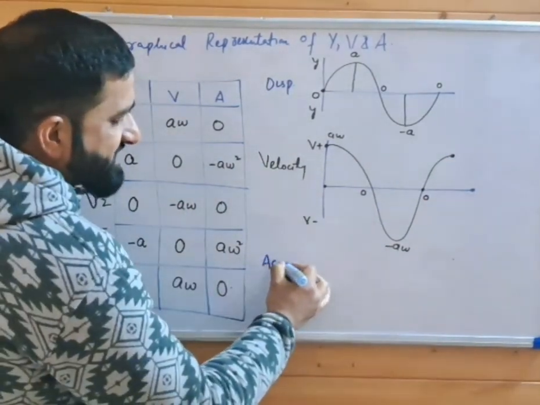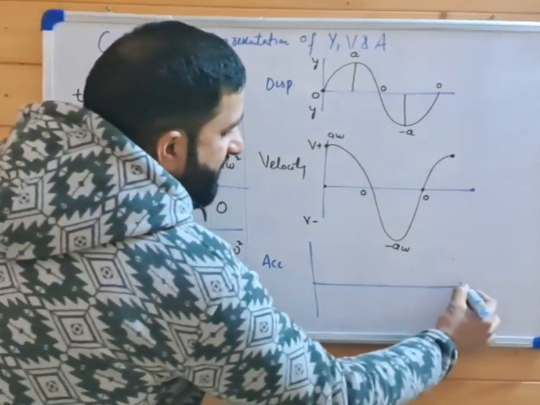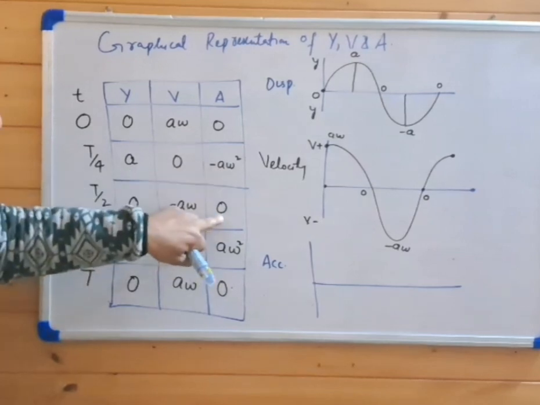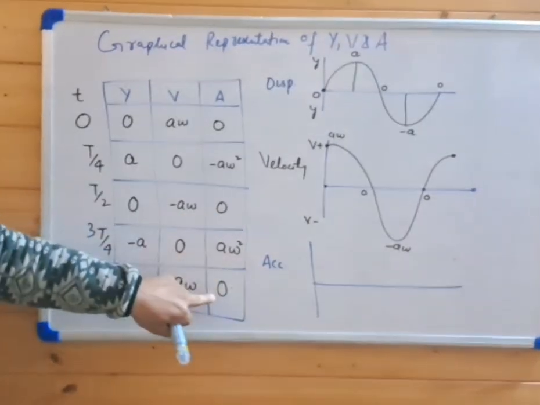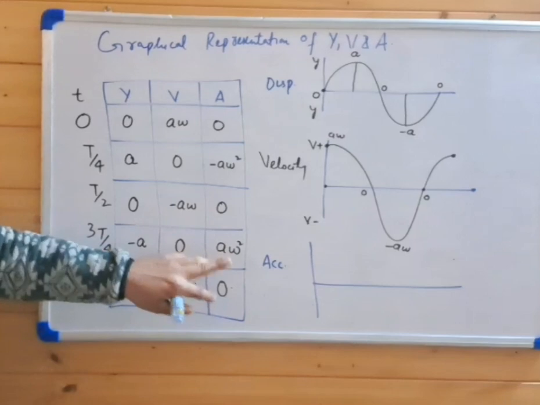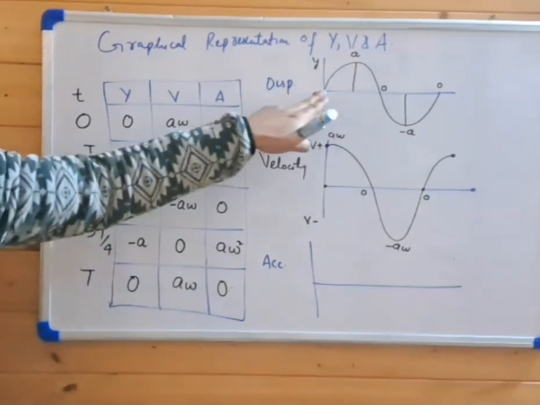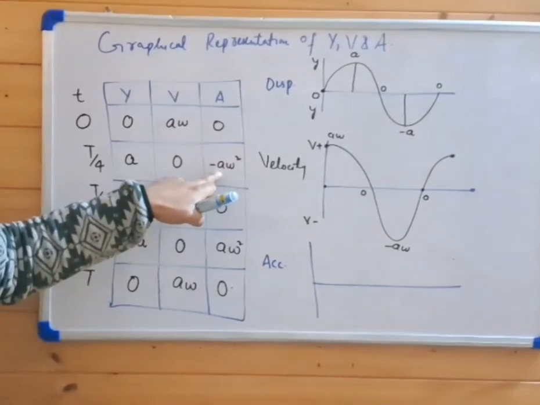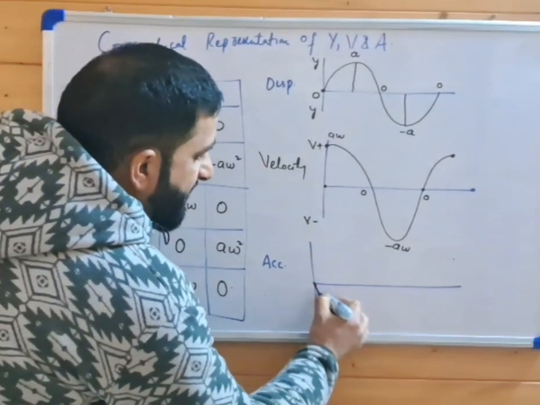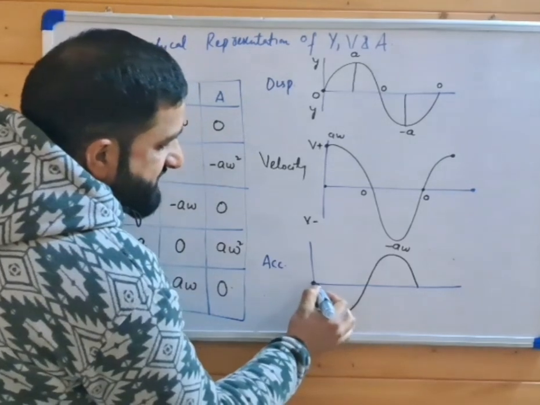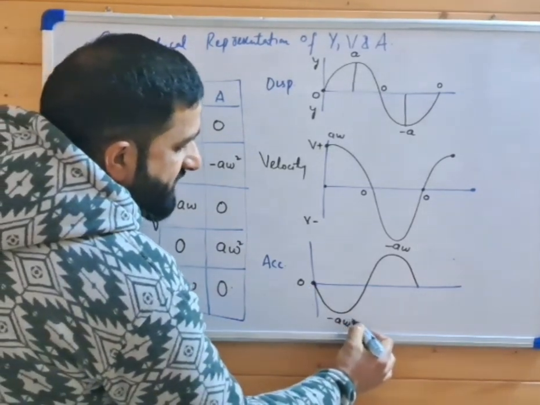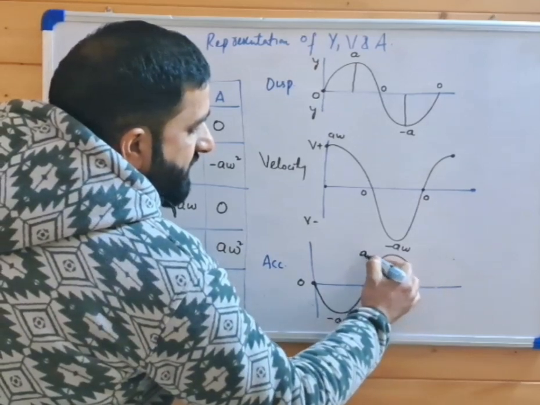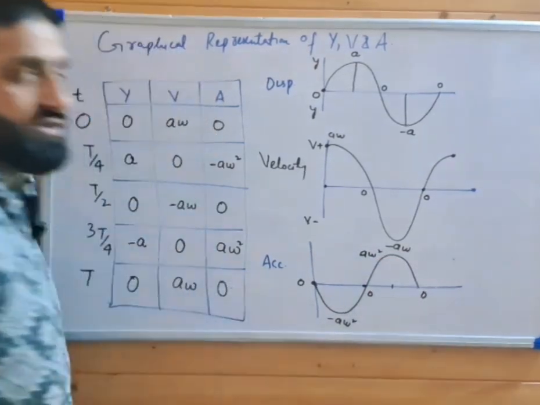Plotting the graph of acceleration, it starts from 0, goes to the negative value, then goes to 0 value, then goes to positive value, then goes to 0 value. Here, like the displacement graph, it will start from 0, but instead of going into the positive direction, it will go into the negative direction. That means the graph is like this. This is 0 value, minus a omega square, 0, a omega square, and 0.